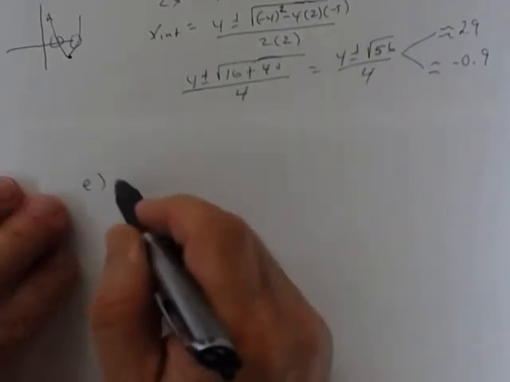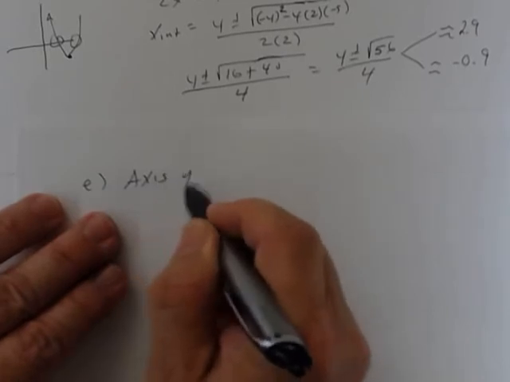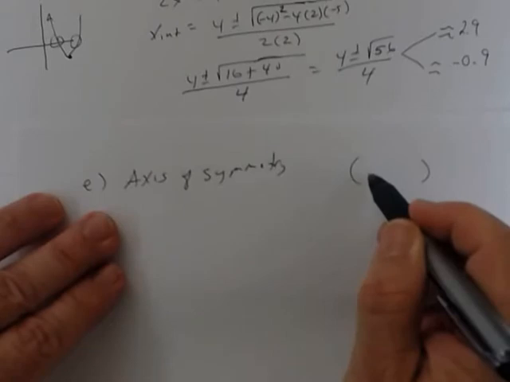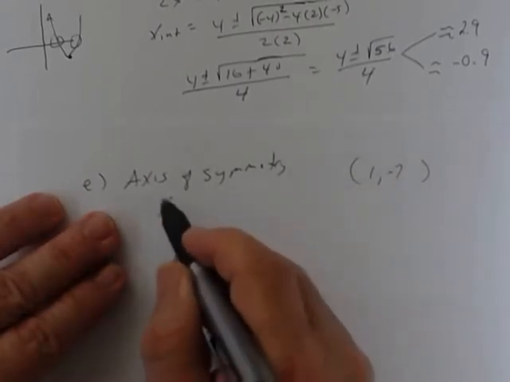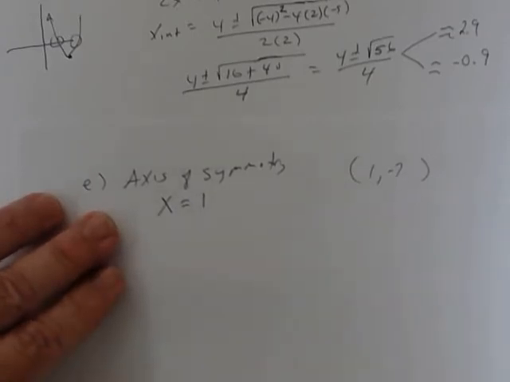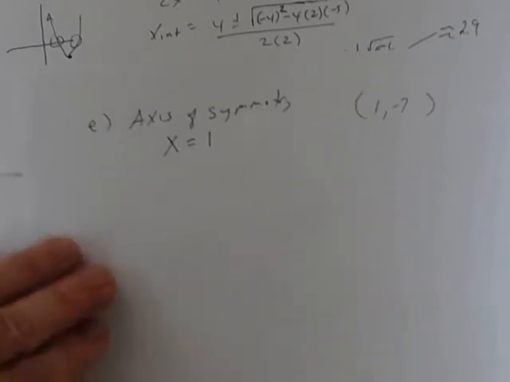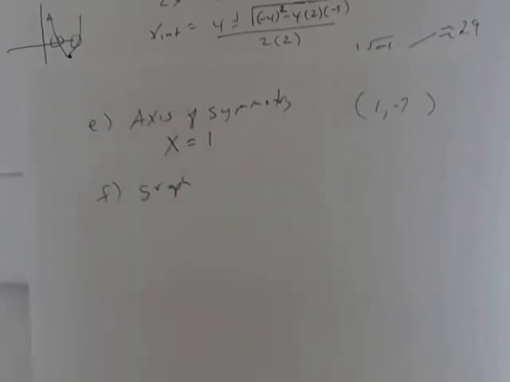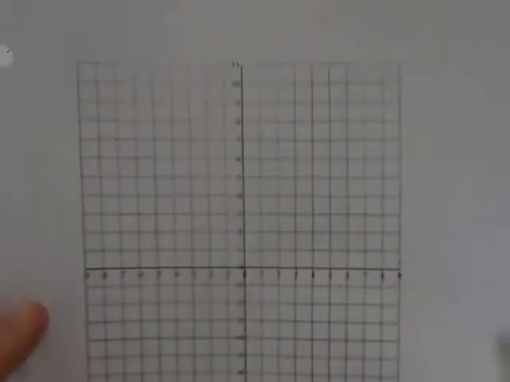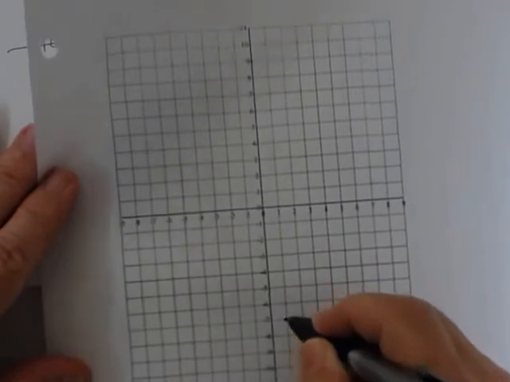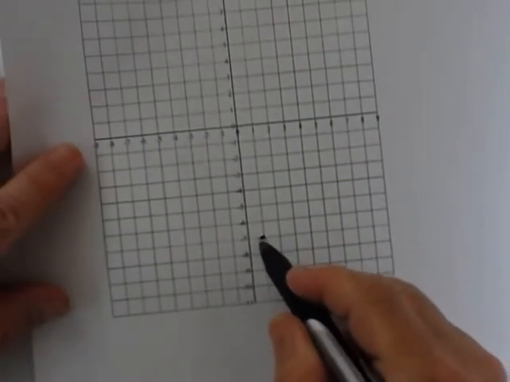All right, E is the axis of symmetry. First of all, what's the vertex? So what's the axis of symmetry? X equals 1. All right, F, graph. We're going to graph the vertex first. So 1, negative 7. X equals 1 is the axis of symmetry.